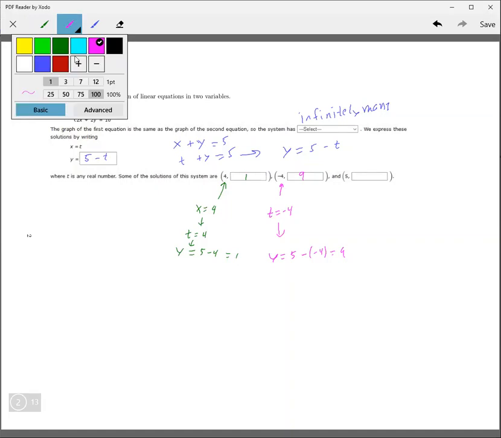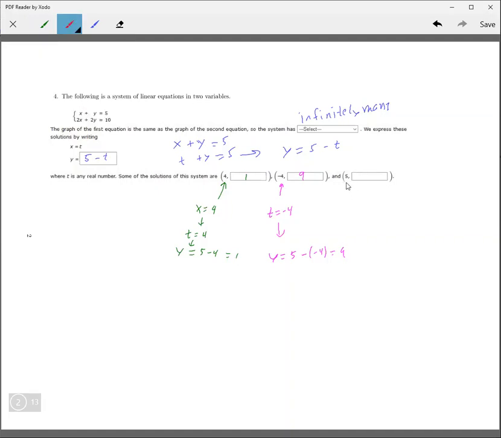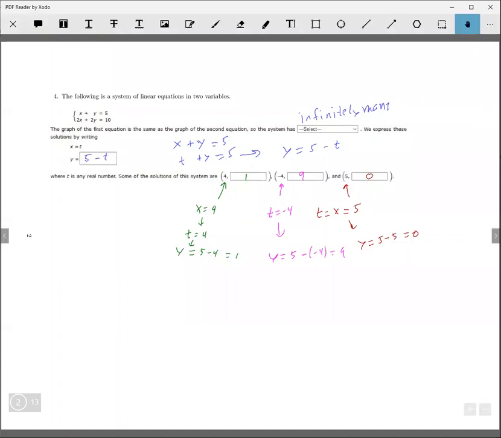And then here this is telling you that t is going to be 5, which means that y will be 5 minus 5, or 0. Okay, so that'll be 0. So this is just one way of expressing when there's infinitely many solutions.